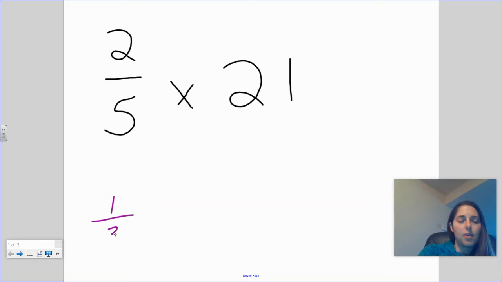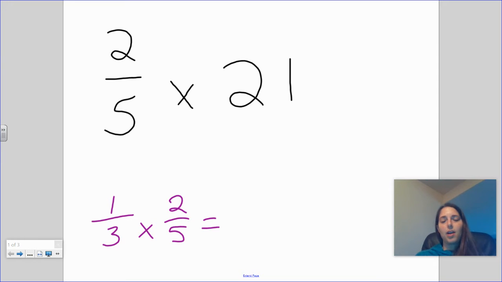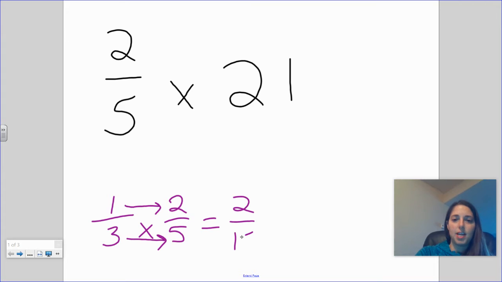If I have like 1/3 times 2/5, when you're multiplying a fraction times a fraction, you simply take the numerators and multiply them together to get the new numerator. 1 times 2 is 2. And you multiply the denominators together to get the new denominator for your answer. 3 times 5 is 15.